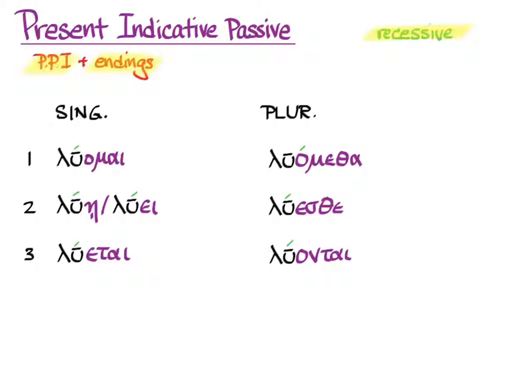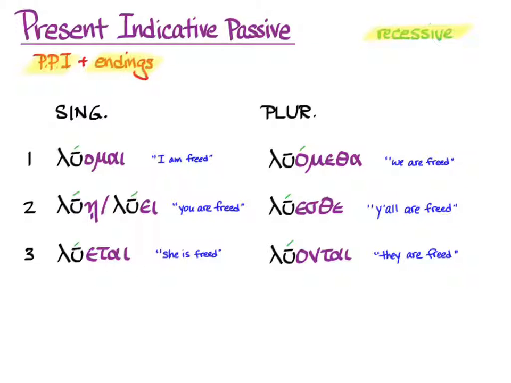And so we have luomai, I am freed; lue or luei, you are freed; luetai, she is freed; luometha, we are freed; luesthe, y'all are freed; and luontai, they are freed.